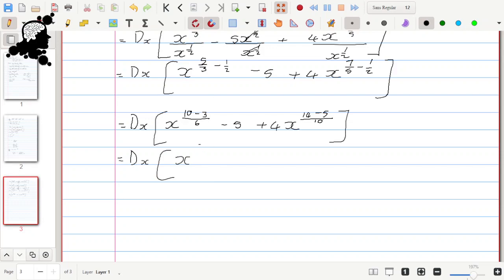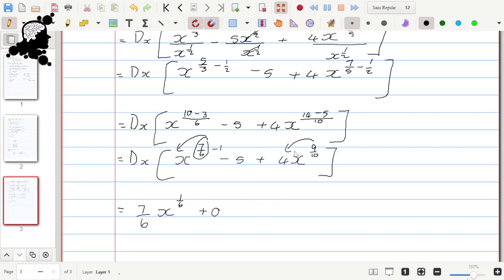So this is going to give you x to the power 7 over 6 minus 5 plus 4x to the power, let's see, 14 minus 5, that's going to give us 9 over 10. Now take note, we have not yet found the derivative, we just simplified everything. Now we can find our derivative. Multiply exponent by coefficient. This is going to be 7 over 6x to the power, subtract 1 from the exponent, that's going to give you 1 over 6. Derivative of minus 5, that's going to be 0.